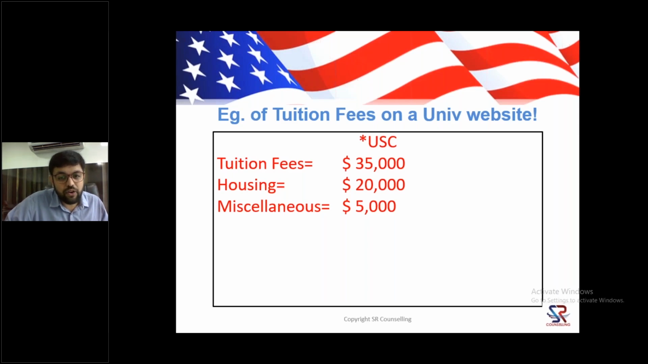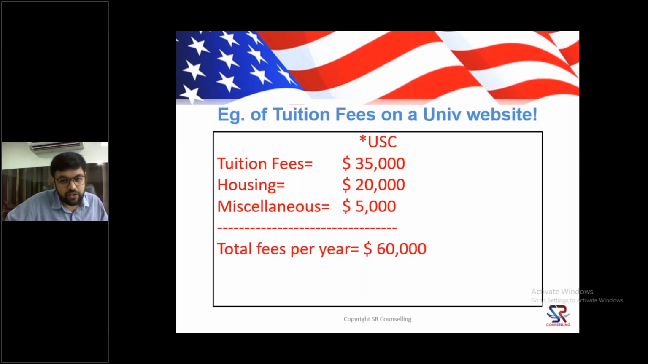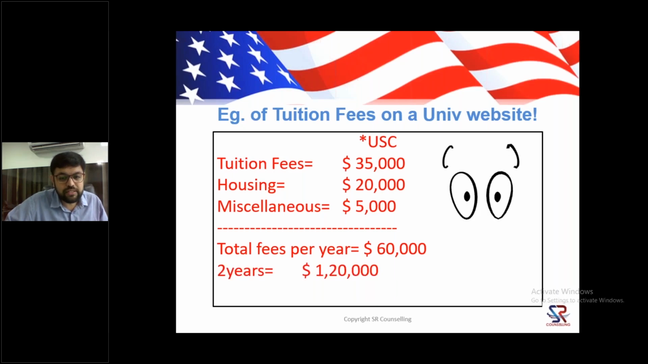Suppose the tuition fees on USC's website for 1 year is, say, $35,000. The housing is $20,000. Another miscellaneous cost is, say, $5,000. That makes the total fees for 1 year around $60,000, the summation of all of that. Now, how an Indian individual would calculate this: technically an MS is a 2-year program, so you will multiply this amount by 2 years, and your fees would be $1,20,000. Then you will multiply it with the dollar rate, say approximately 70 rupees. So $1,20,000 into 70 is what you would spend on your education.